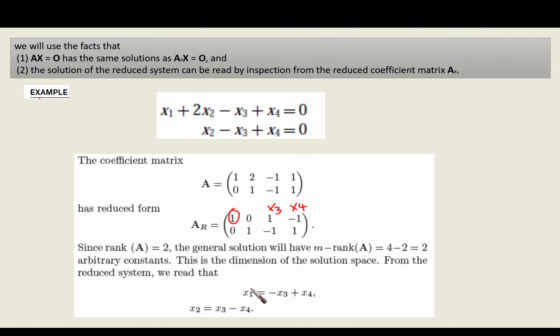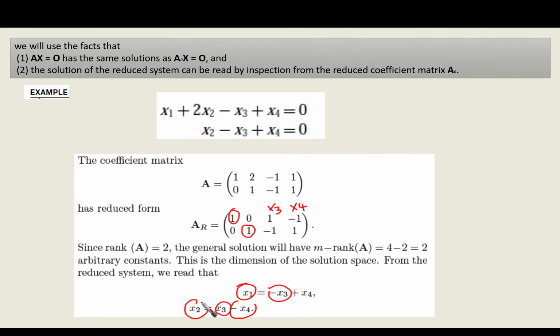So x1 equals, take care, we are going to take the opposite side, equals minus x3, as you can see here, plus x4, because we have minus 1 here, so plus x4. And reading from here, we have this as 0, so we do not have x1, we have x2 equals x3 minus x4. So this is our solution now.